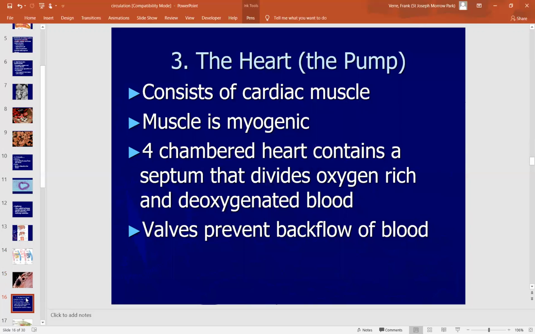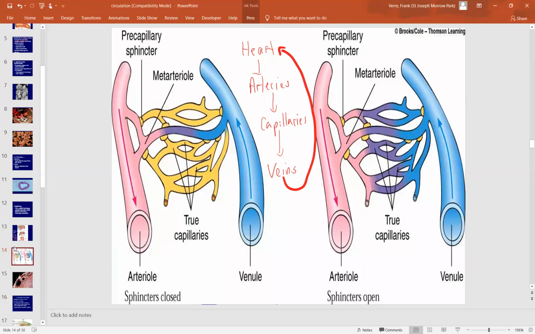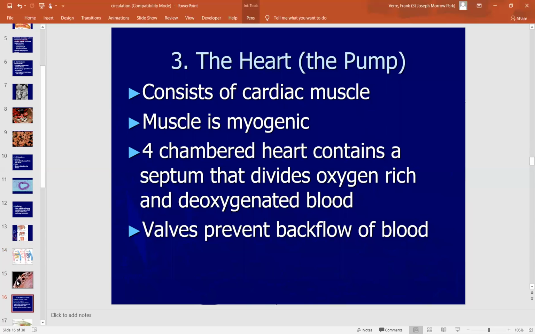Okay, so we talked about blood, talked about blood vessels. The third part of any circulatory system is the heart. This is what actually moves the blood around the organism, right? And we just talked about the way that it flows, right? Heart, arteries, capillaries, veins, back to the heart. The heart is a pump. You think of it as a pump.